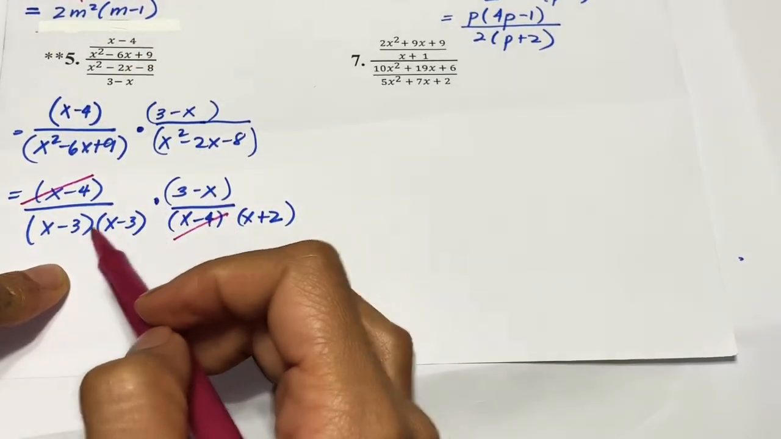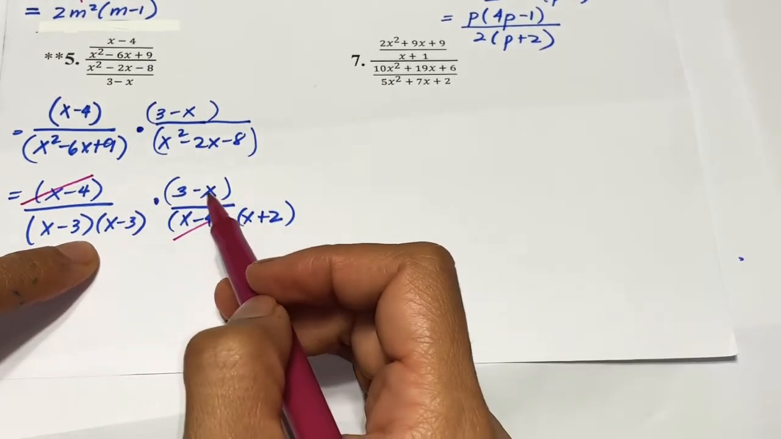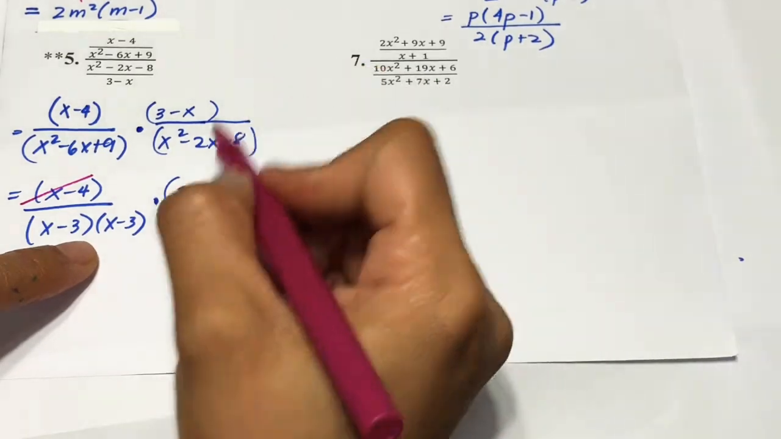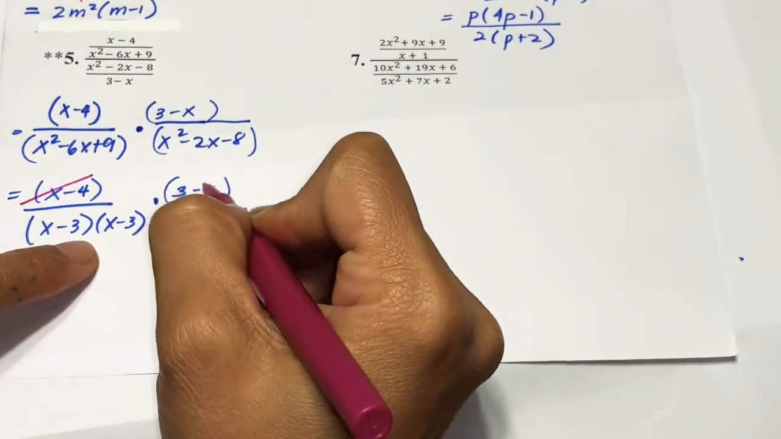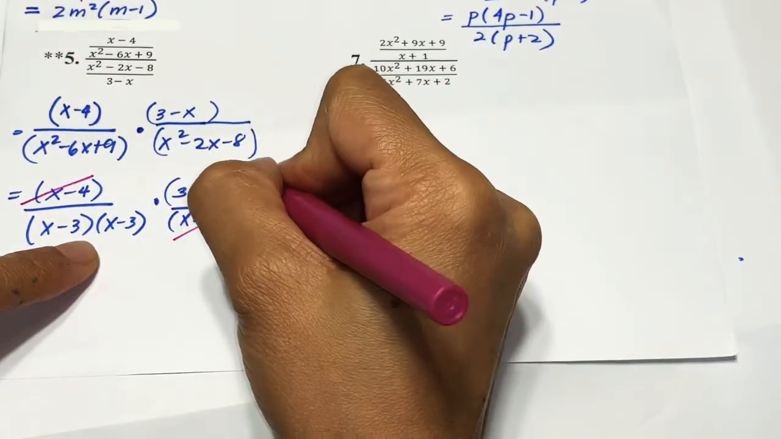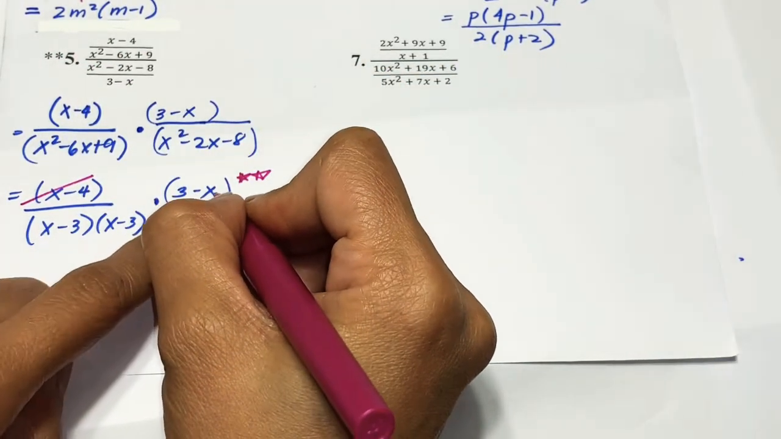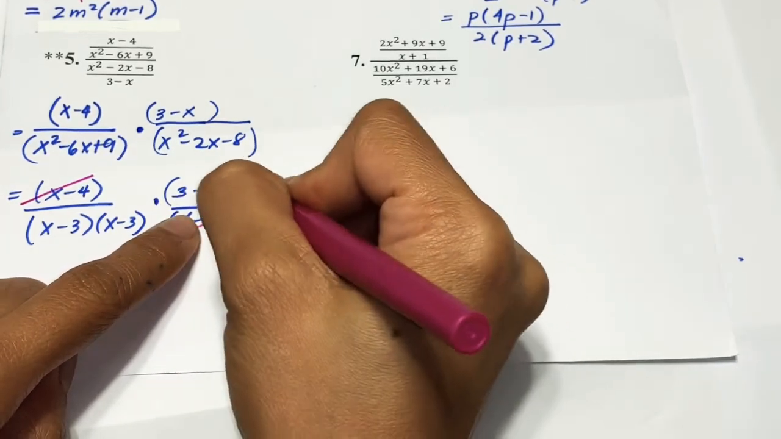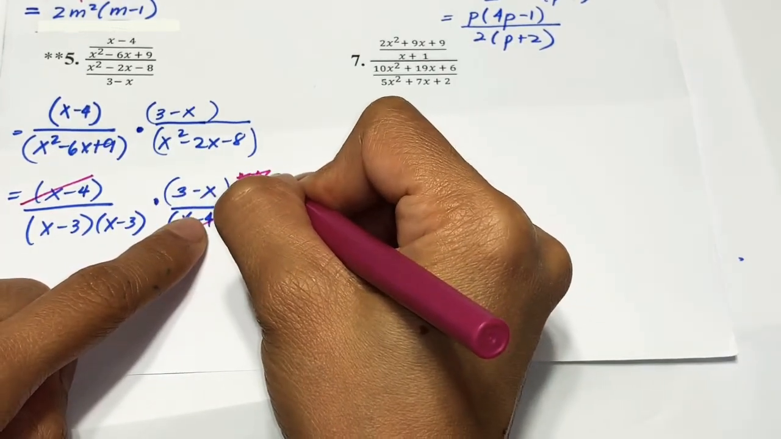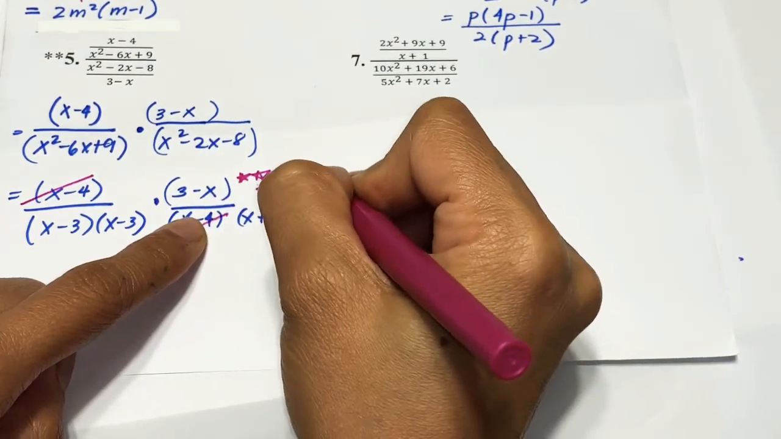But right here, it looks like they're the same, but they're not. Be careful with this right here. You have to write it in order. That's why I have a double asterisk here. You have to rewrite this in order so that you'll see it better. So if we rewrite this in order, this becomes negative x plus 3 if you write it in standard form.